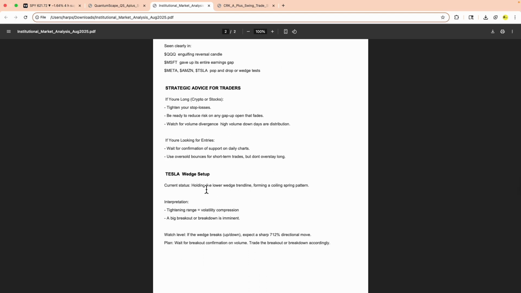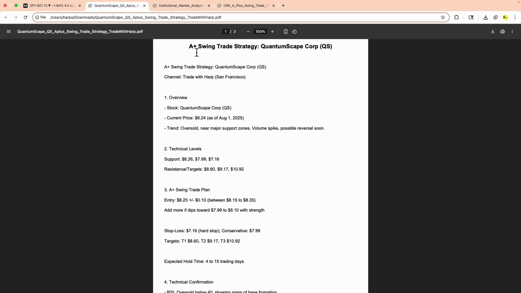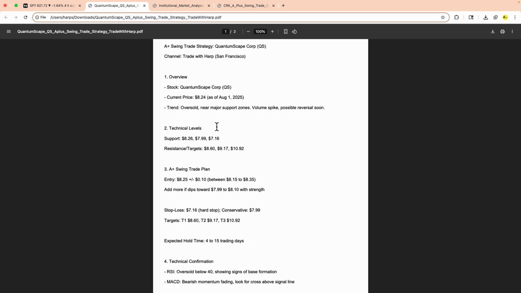Tesla is the last. I will explain the Tesla wedge setup at the end. Let's go, as I promised you, to my 2 swing trade strategies. Quantum Space. Let me open this Quantum Space. I already explained why I chose or picked this stock. My Wall Street mentor is doing the same entries on this stock, so I just follow him. And again, a good book is a good friend, but a good friend is a library.